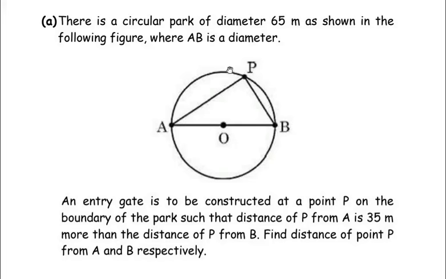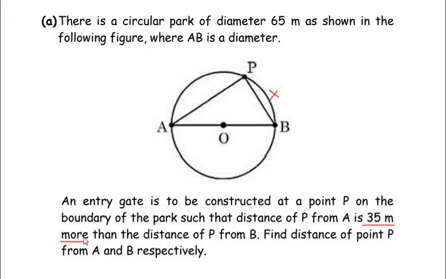So here we have been given a circular park whose diameter is given as AB and the length of AB is given as 65 meters. Now, an entry gate needs to be constructed at point P in such a way that the distance of point P from point A is 35 meters more than the distance of point P from B. So here let us consider that the distance of point P from point B is going to be x meters. Then the distance of point A from point P is going to be 35 meters more.